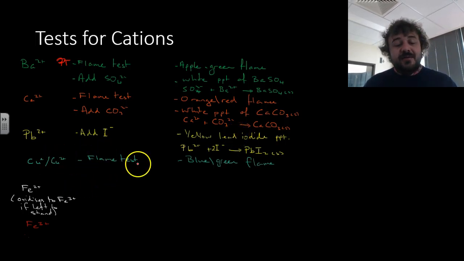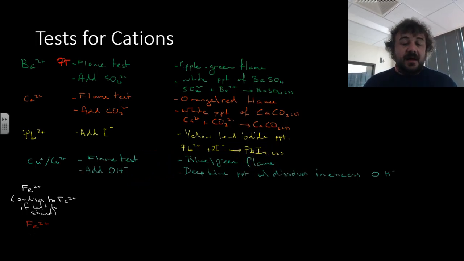Either of the copper ions, if you flame test it, you'll get a blue-green flame. If you add hydroxide to it, a deep blue precipitate will form. But if you then add extra hydroxide, it will dissolve away.